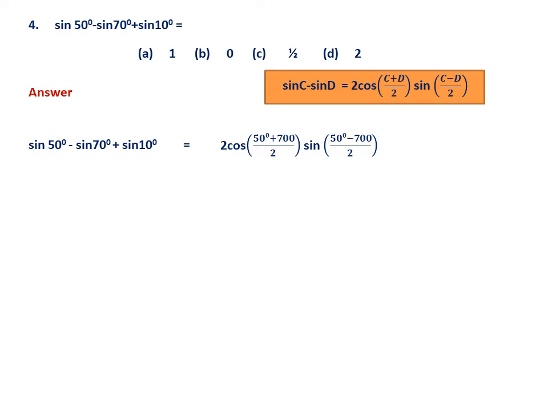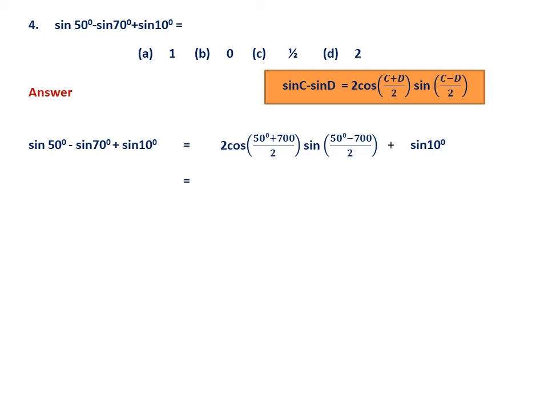So of course there is a mistake. Sin 50 degree plus 70 degree, it is not 700. Please make a change. And the second term also, 50 degree minus, there is a typing error, it is not 700, it is 70 degree.